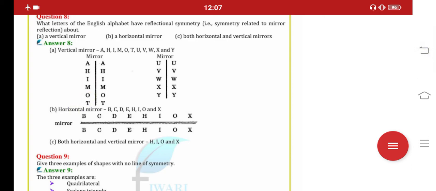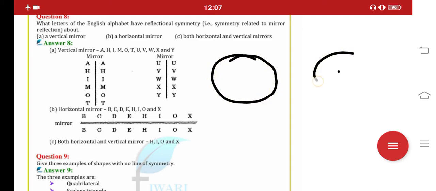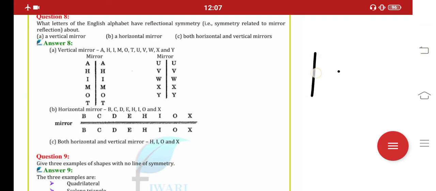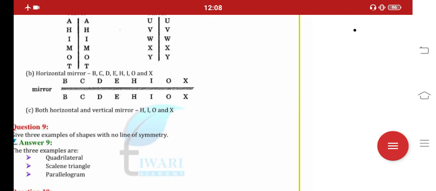And you can do it like O. O is given, so we can divide O vertically. First half is this, second half is this after dividing it. Okay, and H is also given, so this is our H. If we divide it like this, first half is this, second half is this after dividing. So if we get both the same parts after dividing vertically, these are the alphabets. Now what are the alphabets we can divide horizontally?